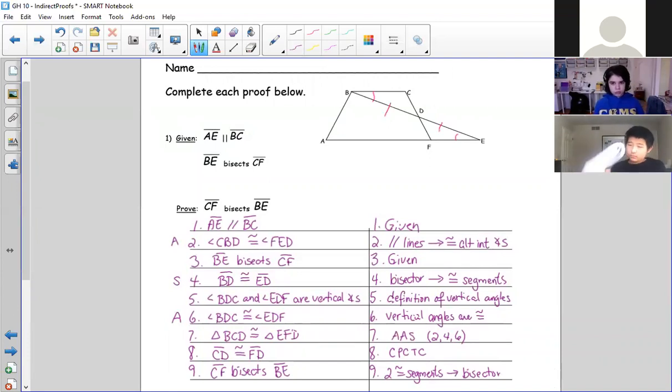I'm looking at the wrong thing. Okay, so we had CBD, and this one, and then we had BE bisects CF. So here we go, BE bisects CF, then I know this is congruent to this. I don't know that this is congruent to this. That's what I'm trying to prove. Okay? BE bisects CF.